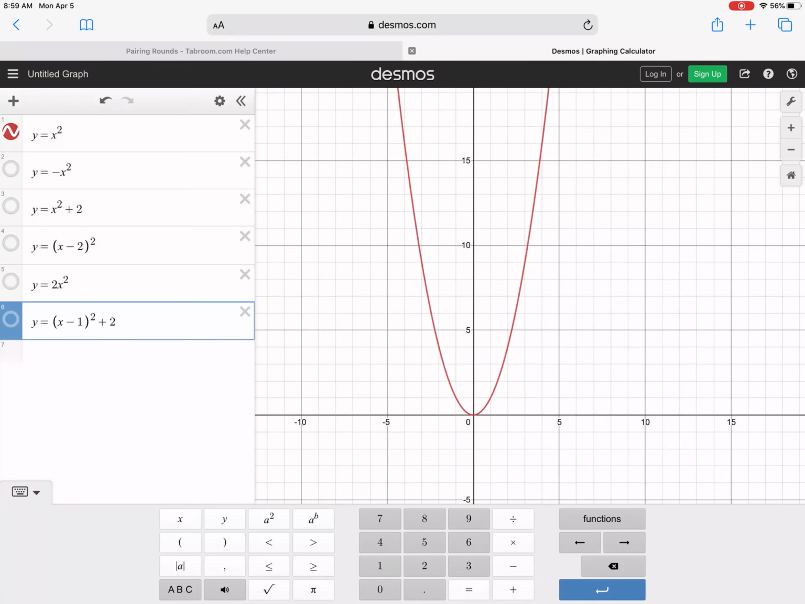Hey guys, welcome to 9.3. In 9.3 we're going to be talking about graphs, but we're going to be looking at them a little bit differently.